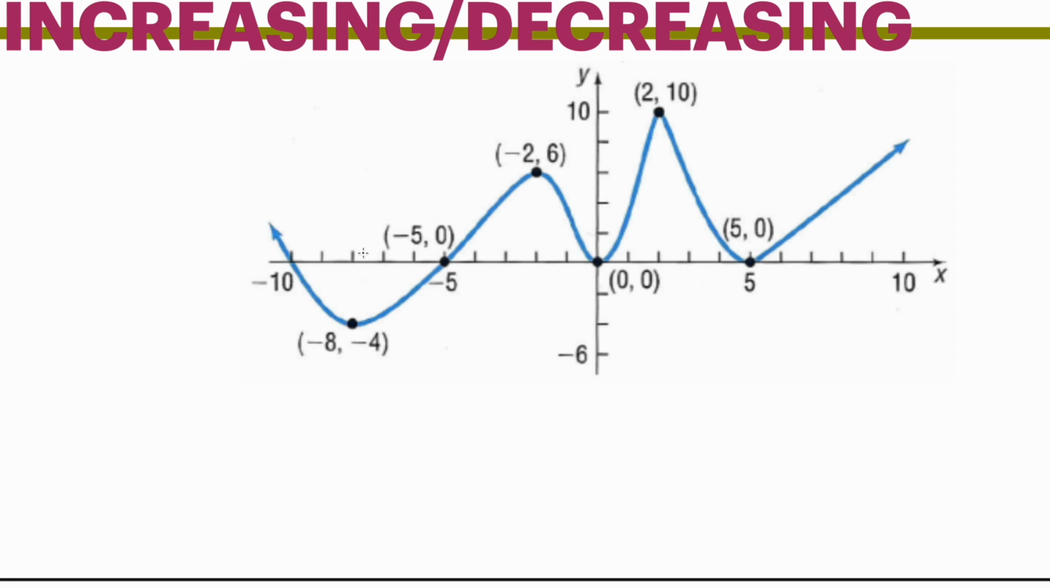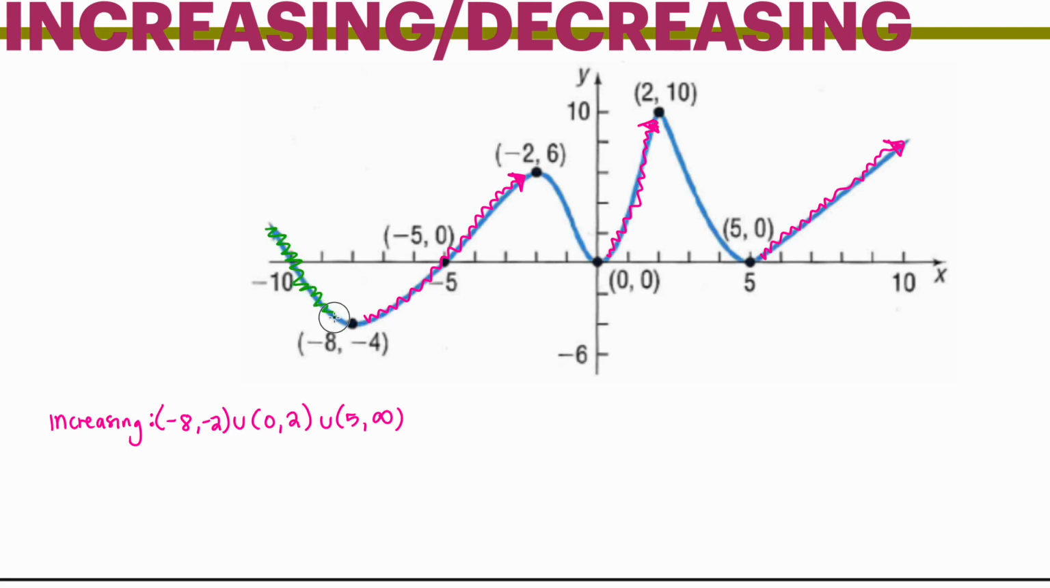Okay, so increasing is coming from this to this way. Those are all increasing. Also from here to here, it is increasing. And then from here on, it is increasing. So we would say increasing is from -8 to -2, remember, x values. Also from 0 to 2, and then from 5 to infinity. Those are all increasing.